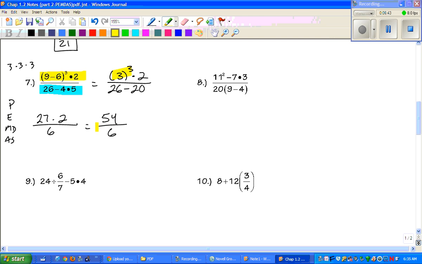Now, the last thing we have to do is, what does that bar mean? It's a fraction bar, and the fraction bar means that we need to divide. So 54 divided by 6 gives us 9. And that's our answer.